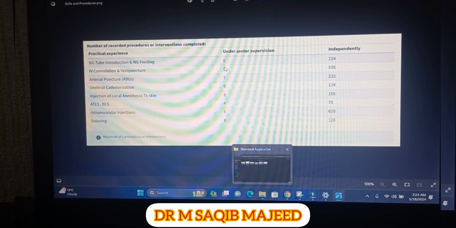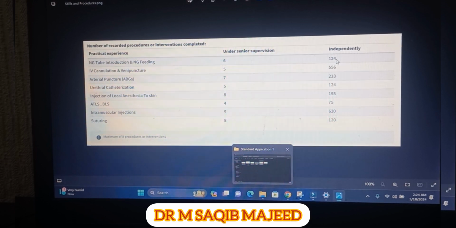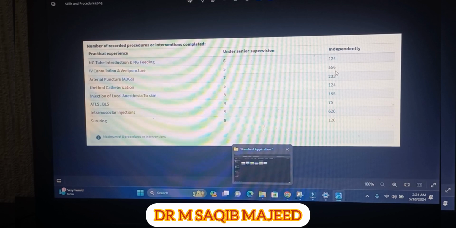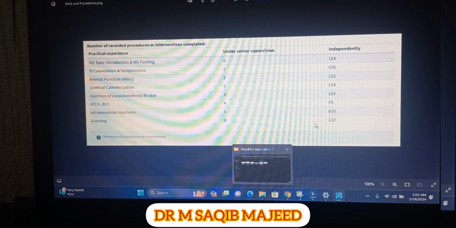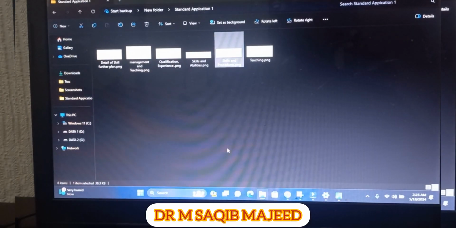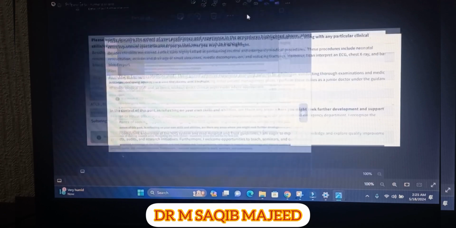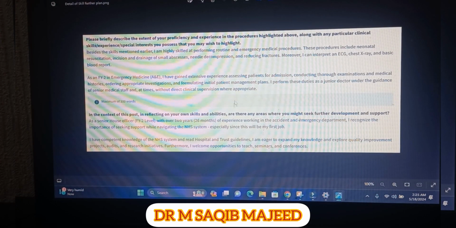Like you can put 1 to 2, just a number here, under supervision. After that you can put according to your experience, like how many procedures you can perform in 1 year, 2 years, 3 years. According to the experience you have, you can fill this average number here. It should not be the exact number. And the other paragraphs which are given below these skills and procedures, you can see here, this one. So I used to fill like this, the below 2 paragraphs below the practical skills and abilities.